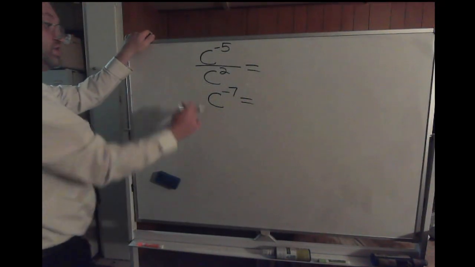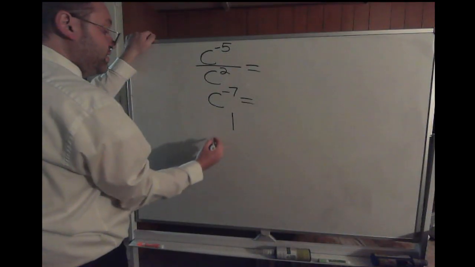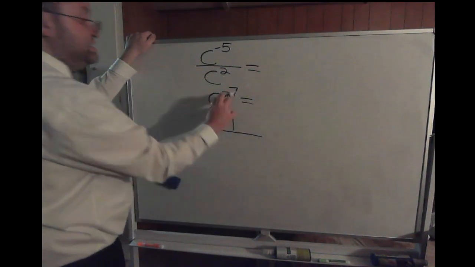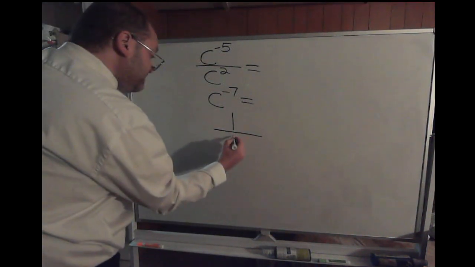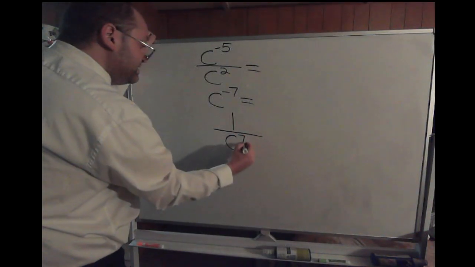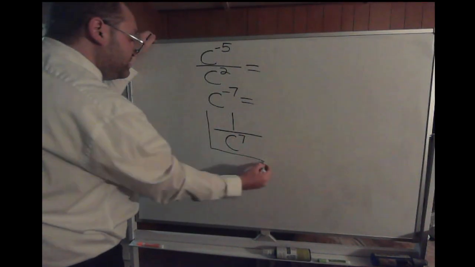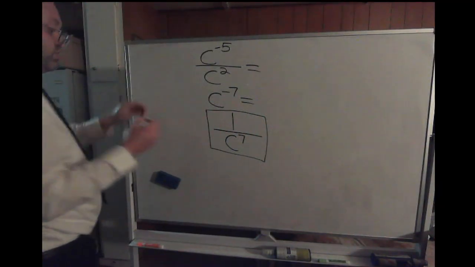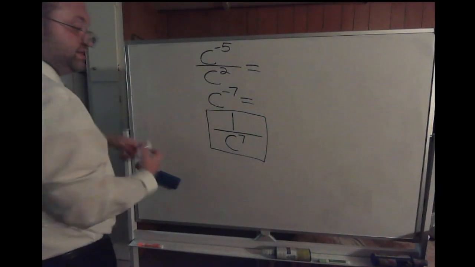Well, your coefficient's 1, that's your default numerator. Now, since c's to the negative 7th, you'll take your c, put it in the denominator. That negative 7 becomes a positive 7 in the denominator. So, final answer you should get is 1 over c to the 7th power.